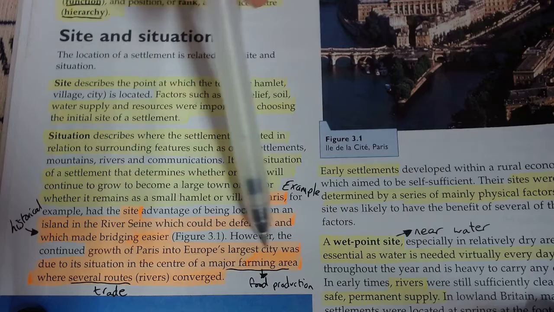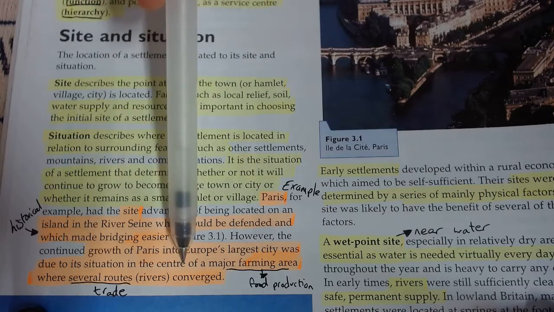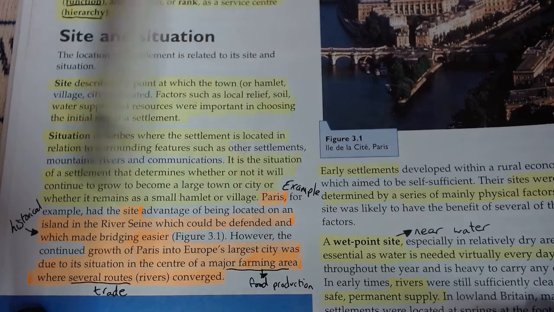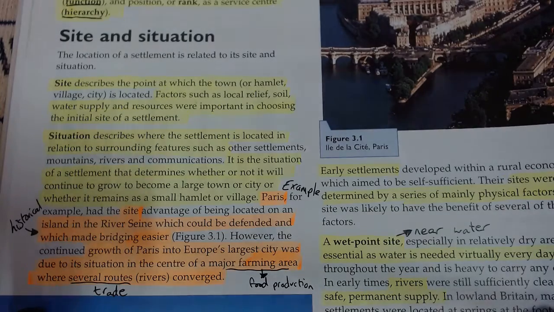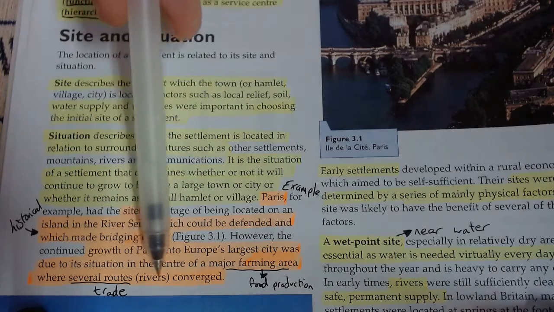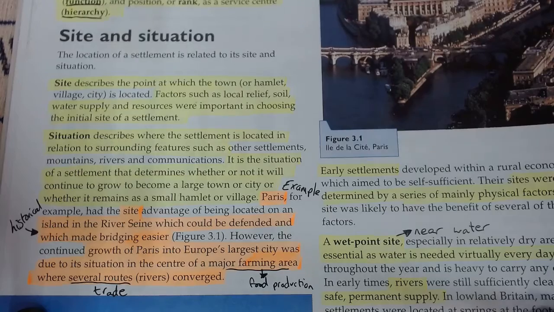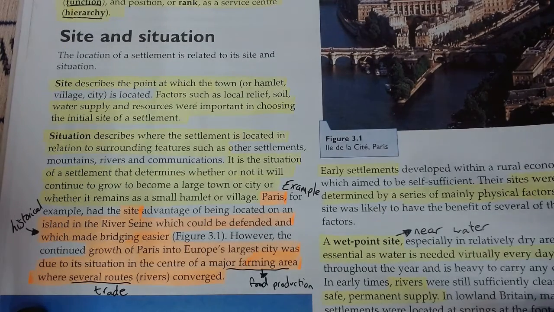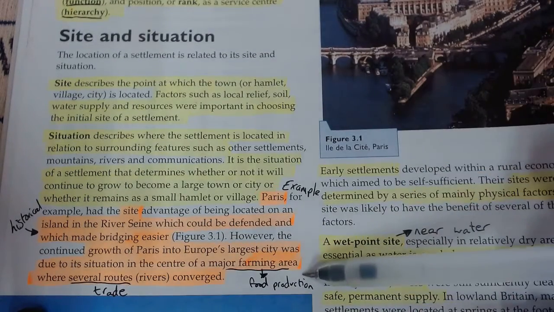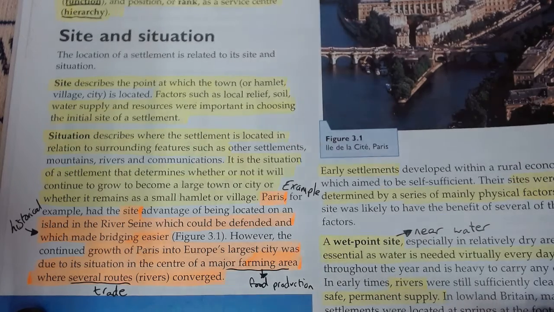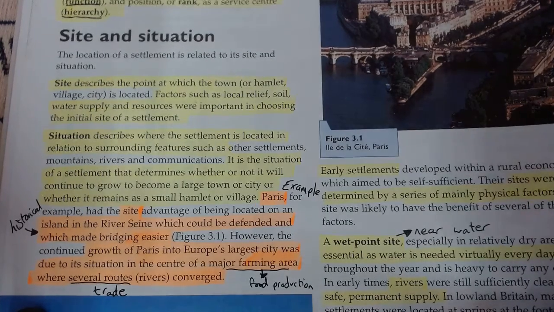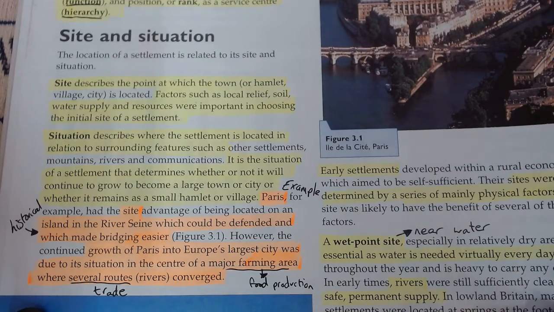The growth of Paris into one of Europe's largest cities was due to the situation. It was the centre of a major farming area. Paris is right in the middle of France with a huge surrounding flat area, so they could grow lots of food to support a big population. And then there were also several river routes. So this river on both sides connected it to lots of other places. Now I've added trade and food production. So they were two factors that helped the site of Paris develop a big situation, a big influence around its surroundings, and thus it has grown into a major capital city.